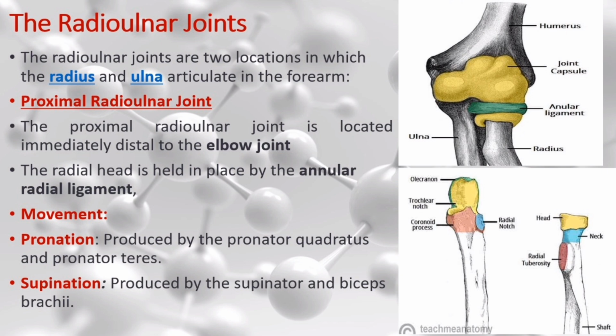There are two movements possible at this joint, pronation and supination. Pronation, produced by the pronator quadratus and pronator teres. Supination, produced by the supinator and biceps brachii.